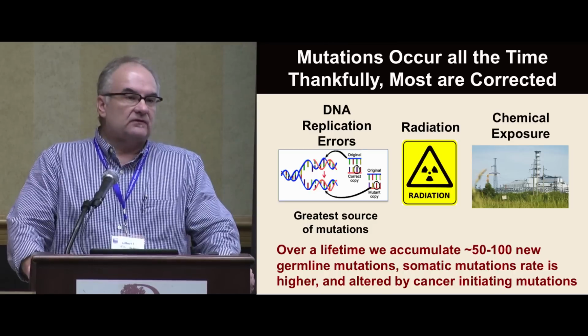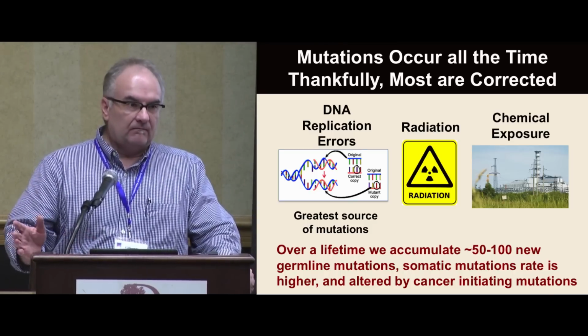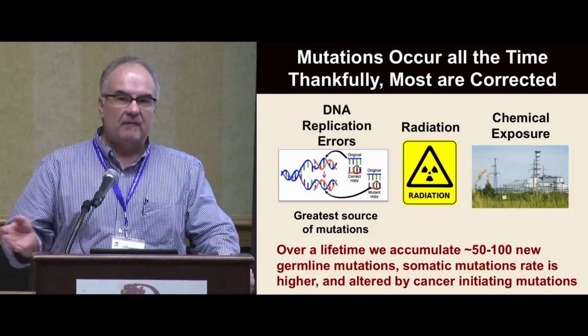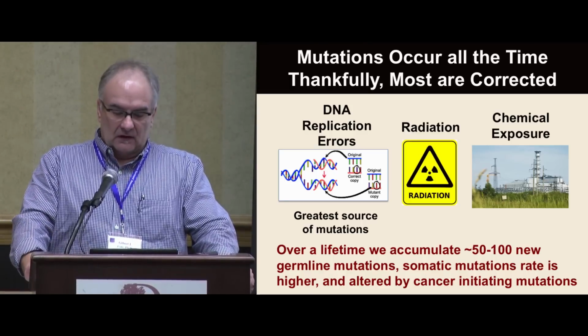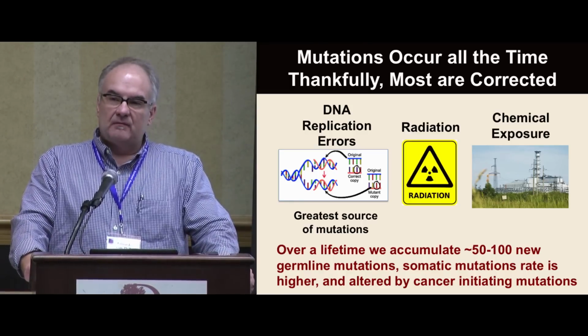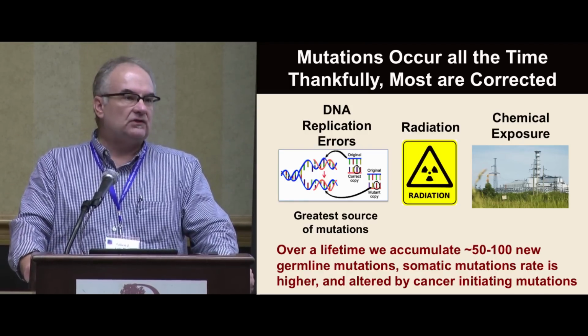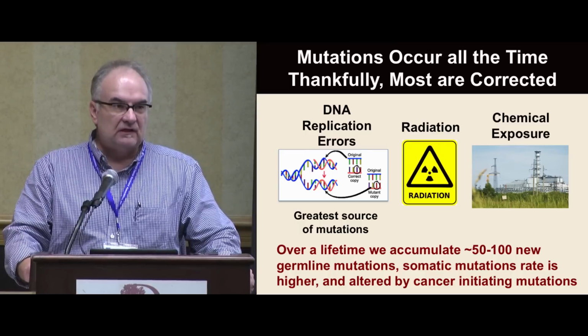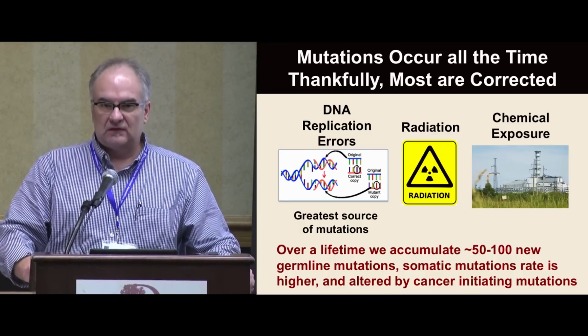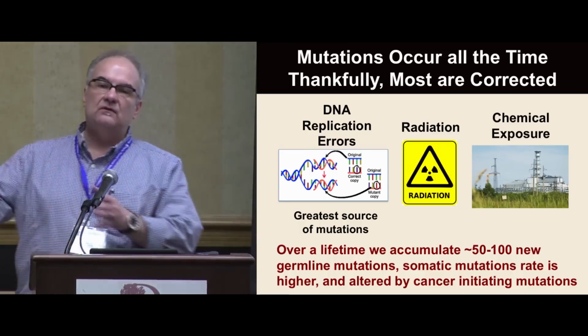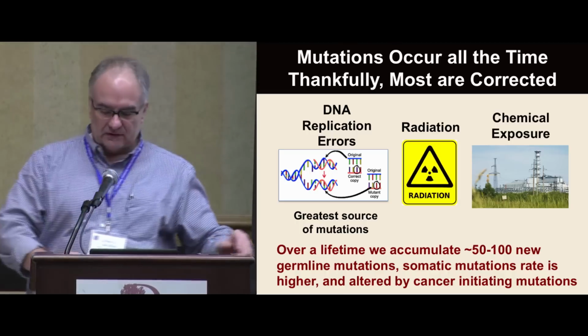And most of those mutations may do nothing. Some of the mutations will be so bad that they won't be viable and produce children. The other thing to remember is if you have a mutation in a cancer-initiating gene, it actually may accelerate the rate that you get additional mutations and allow you to then hit all of those other hallmarks.